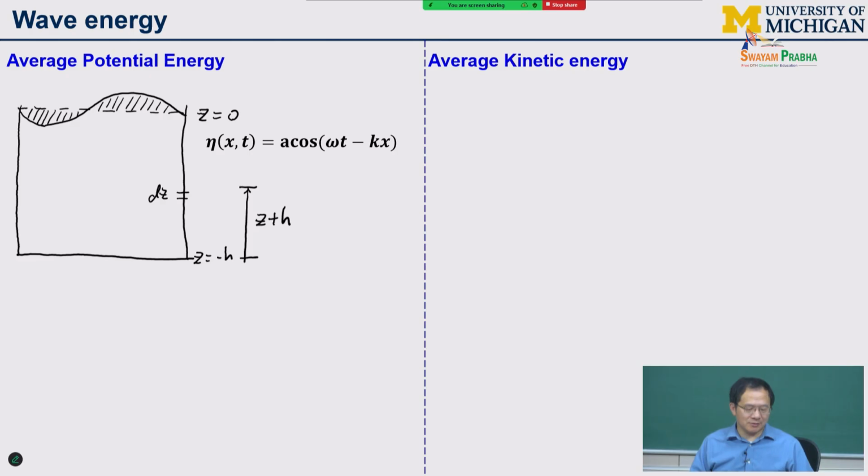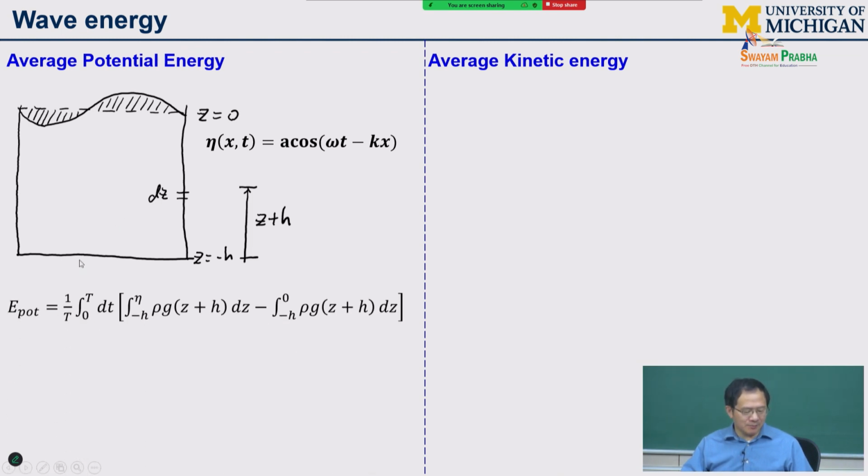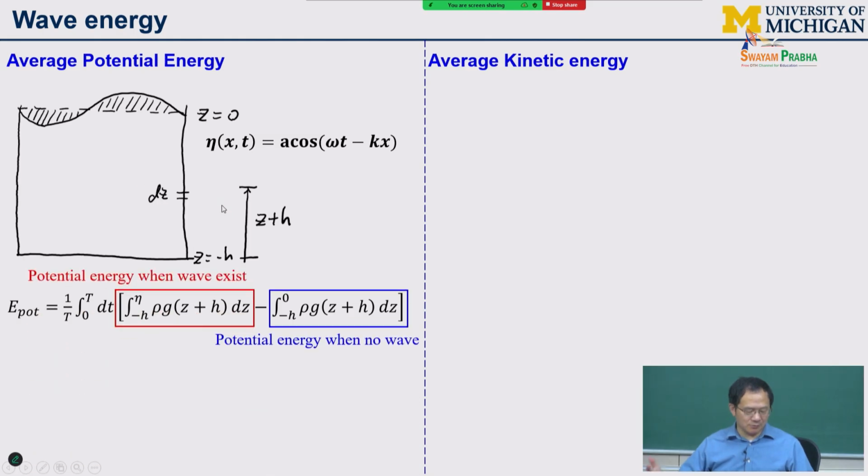Where's the potential energy? You just think that way: the wave moves up and down, at a certain amplitude A on the surface, and under the surface the amplitude decreases. Keep that in mind. The potential energy is the integration of rho g h. One integration is when there's no wave, still water. Another is with the wave, and when you integrate, you will find something very interesting.